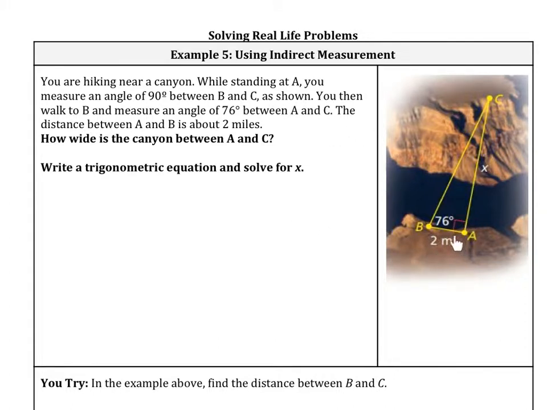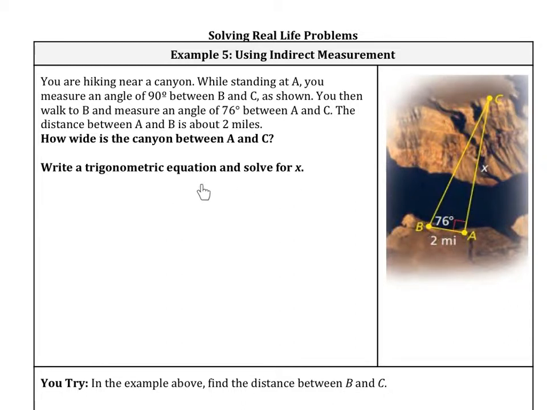You then walk to B, which you notice is 2 miles, and measure an angle of 76 degrees between A and C. So this angle is 76 degrees. The distance between A and B is about 2 miles. So we want to find out how wide the canyon is between A and C. There's no real easy way to do this, right? If you were actually here on the canyon, it'd be hard to find. So we use trigonometry to figure out what it is.